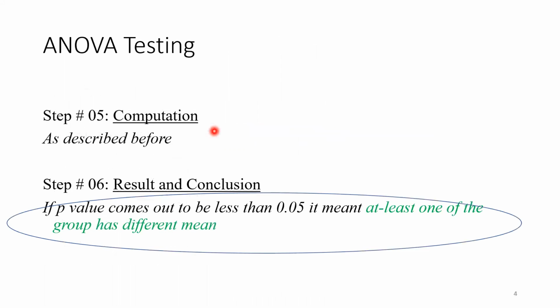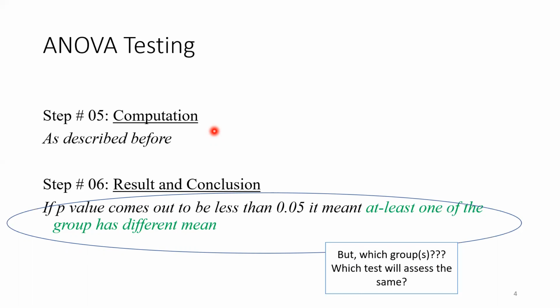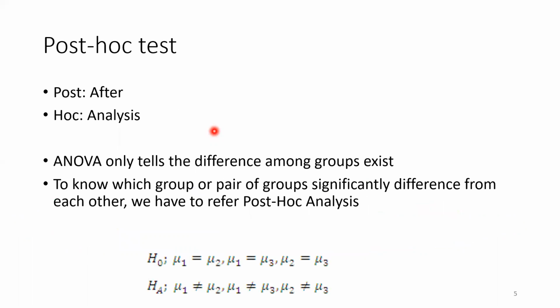But when we run the analysis and we find that the p-value is less than or equal to 0.05, it means at least one of the groups has a different mean. But which pair of groups is different? This is not answered by the ANOVA. We have to proceed to some other analysis, which is the post-hoc analysis.